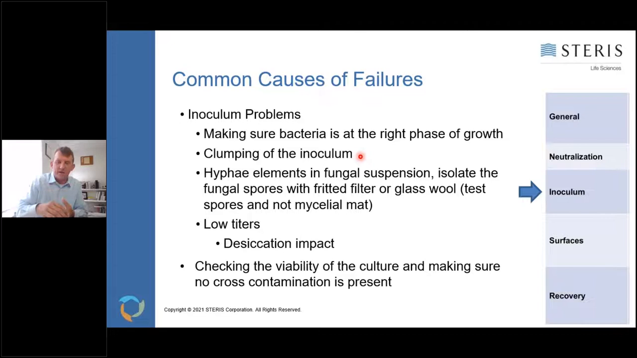Fungal species are really just one of the main challenges in testing, because you have these complicated multicellular eukaryotic species. They have branching elements and hyphal elements, and then they have the conidiospores, and you really want to test that conidiospore. You want to remove that extra material, so you're testing what you want to evaluate to see if you're able to kill it.